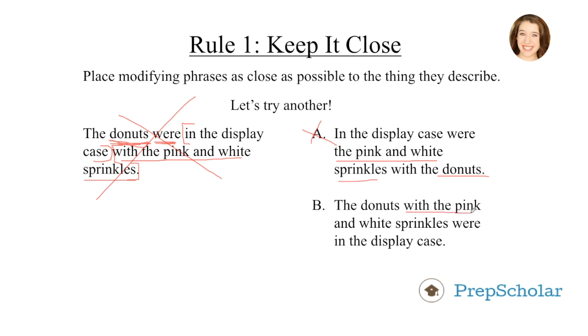The donuts with the pink and white sprinkles were in the display case. That connects this modifier, with the pink and white sprinkles, directly to the donuts, which means that we've kept our modifier as close as possible to the thing it actually describes. That's why we could choose answer choice B as the best way to word this sentence, because it's the clearest way and the best way to use this modifier. Okay, so that's our first rule, that we want to keep modifiers as close as possible to the thing they actually modify. Let's now move on to talk about our second modifying rule.